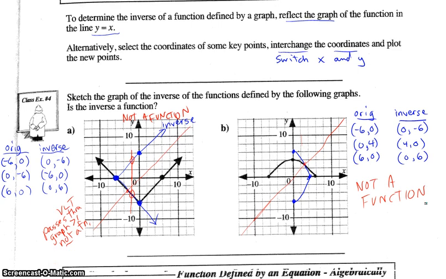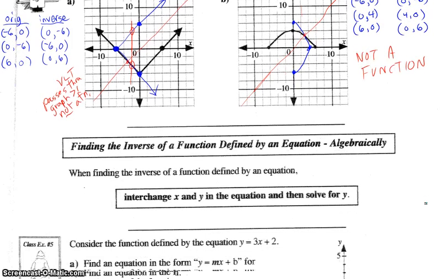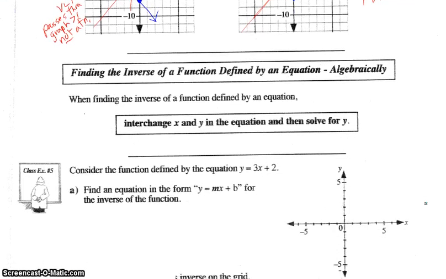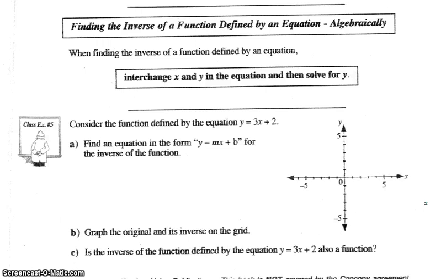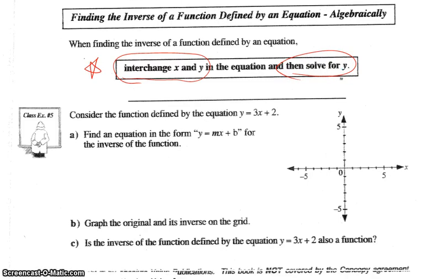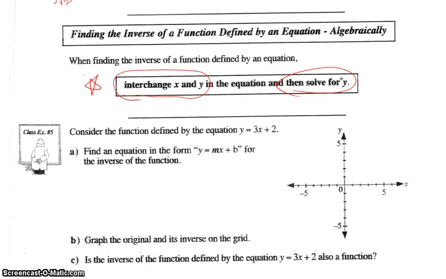Okay. Let's go to the next way that we would find an inverse, and that's if we are given the equation of the function. Okay, now we have been doing this all along, we just haven't been doing it algebraically. This is essentially what you would do. Two easy steps. Interchange x and y, or switch x and y in the equation, and then you solve for y. Okay, so we're going to look at example 5.